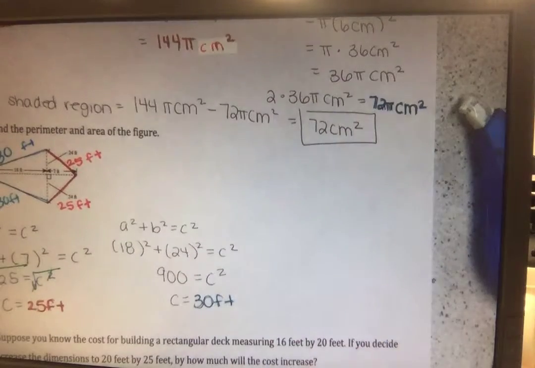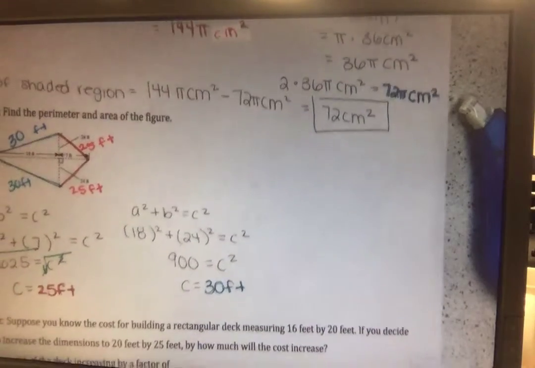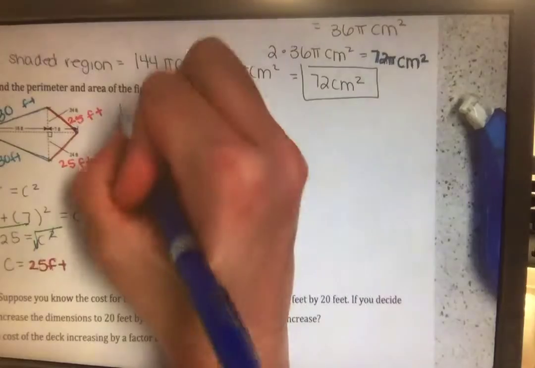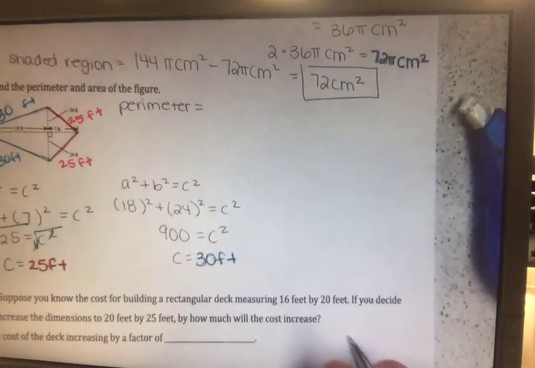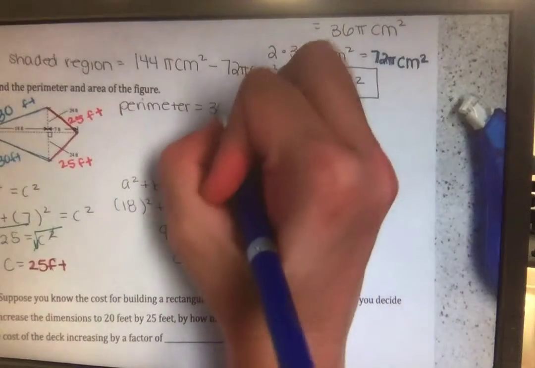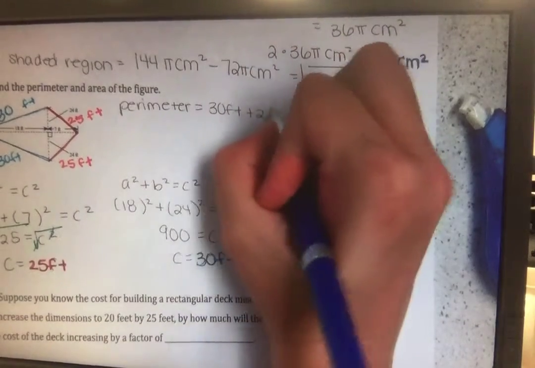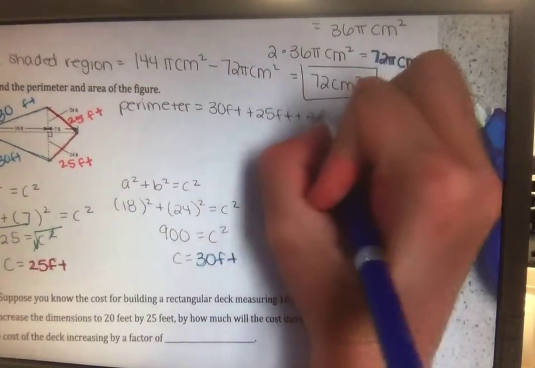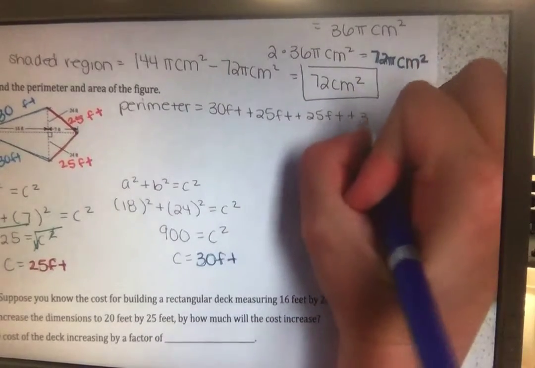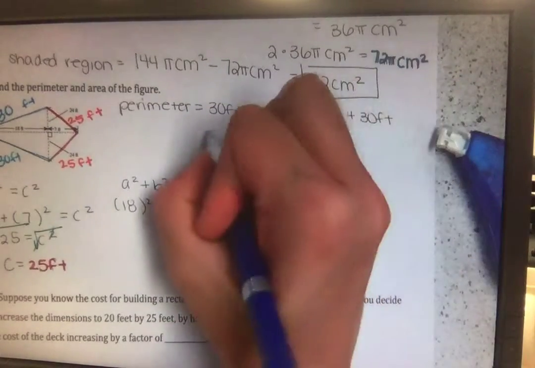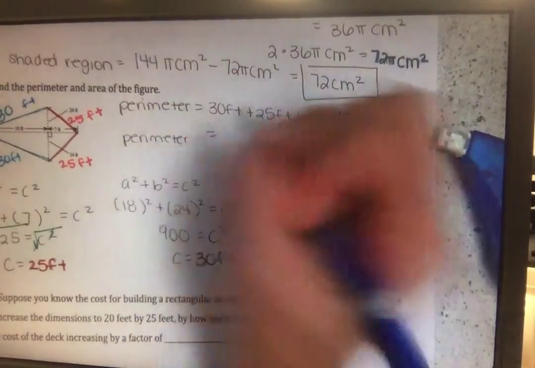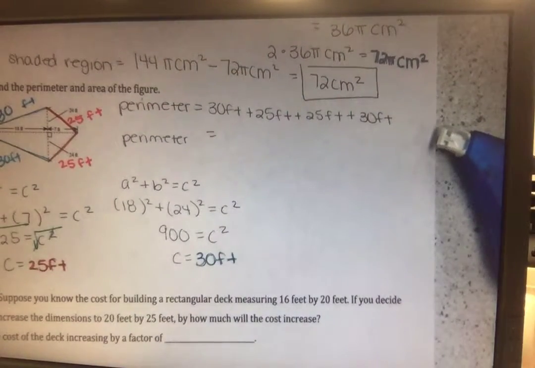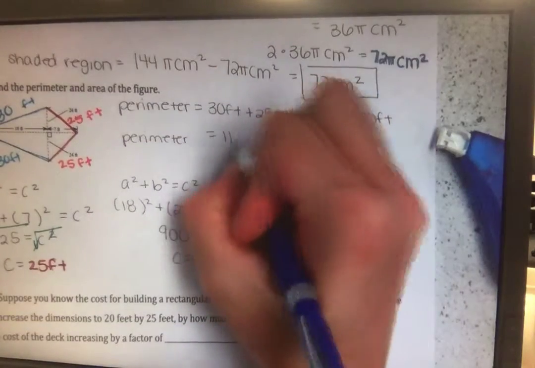So now we know all the lengths of the outside, so we can easily find the perimeter by adding up all the sides. So we have 30 feet plus 25 feet plus 25 feet plus another 30, which will give us a total of 110 feet.